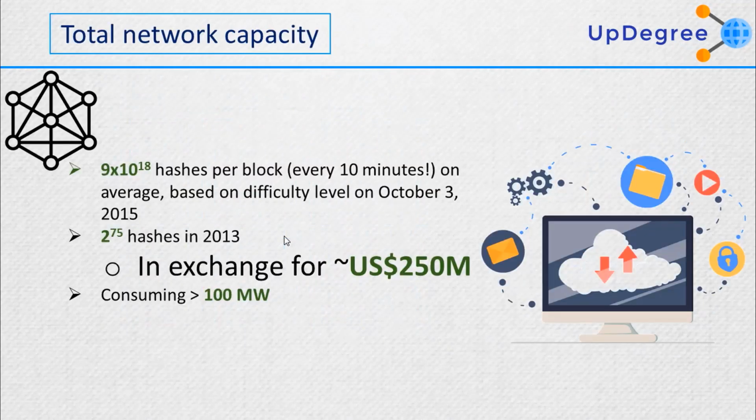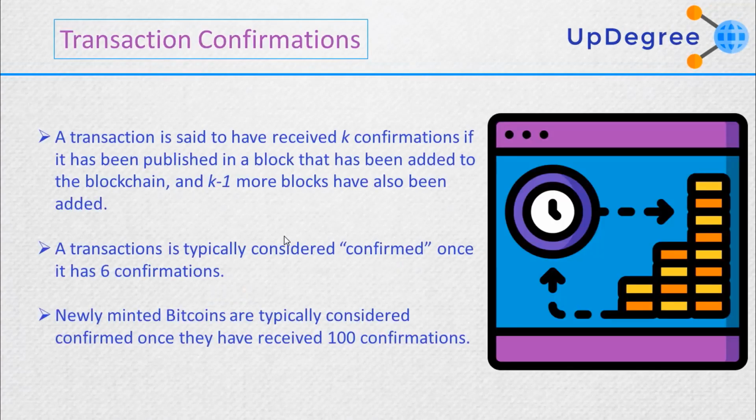If you have understood right, earlier in 2009, you could generate Bitcoin in every block using a laptop or a desktop, but now you need a total network capacity, and we have seen that it is a minimum of 1,000 megawatts. You need an average of 9 to 10 power 18 hashes per block, as of October 3, 2015, but now it's consuming more than 1,000 megawatts. So imagine the network capacity that's required to just generate one Bitcoin. Massive.